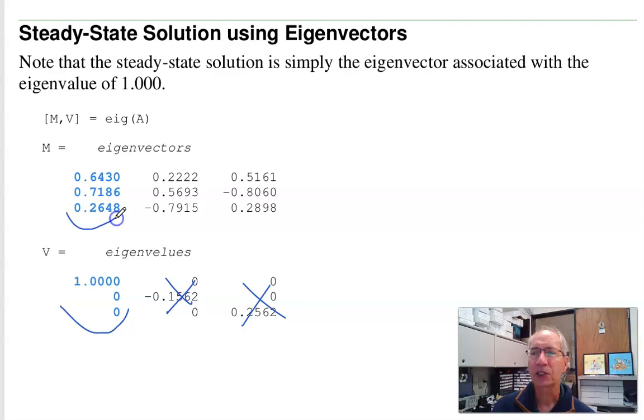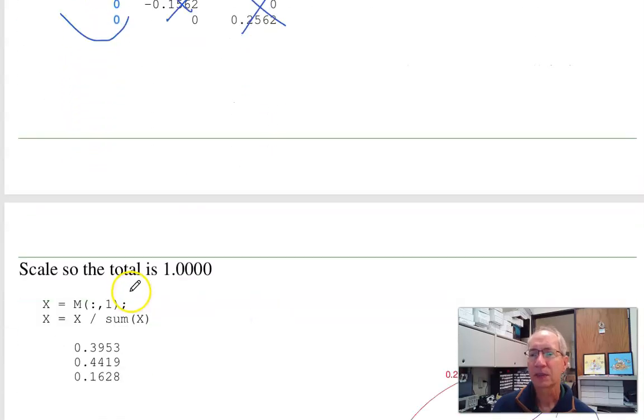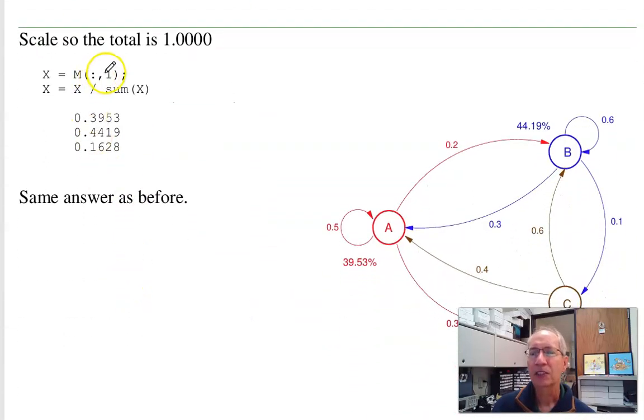That's my steady state solution, but that's not a valid probability. All probabilities add to 1. This doesn't. If I scale it so it is 1, I get the steady state solution. That's the second way to find it.